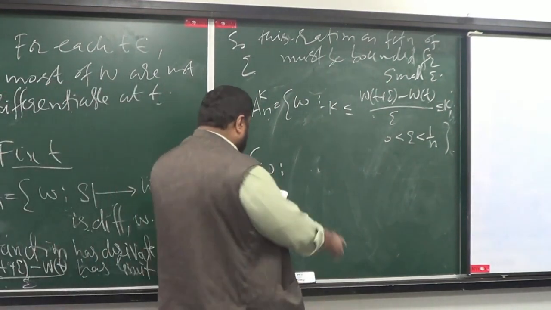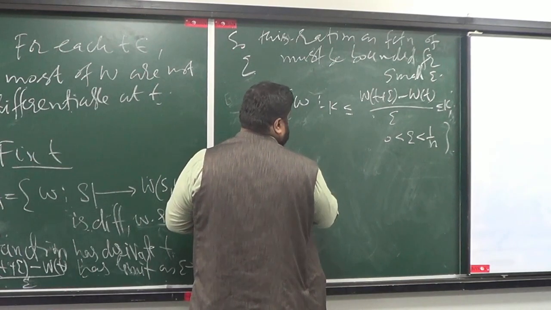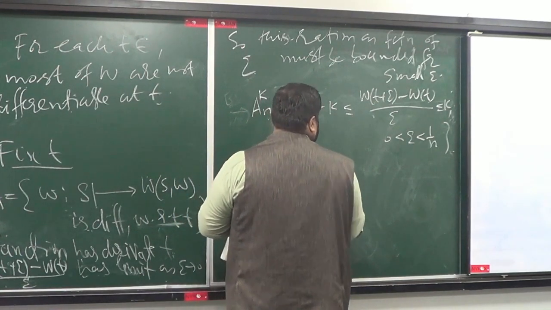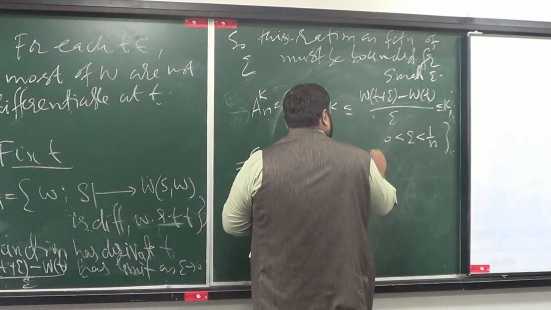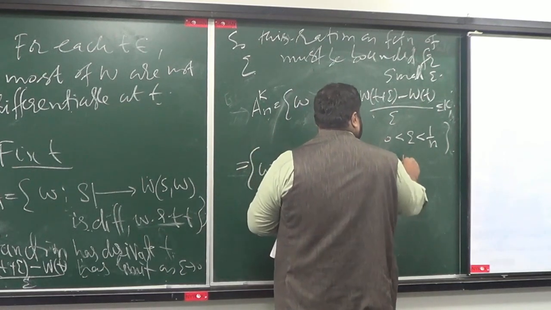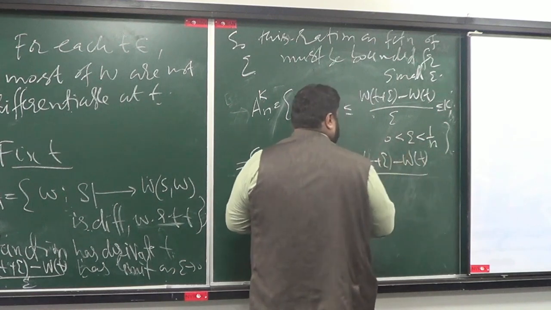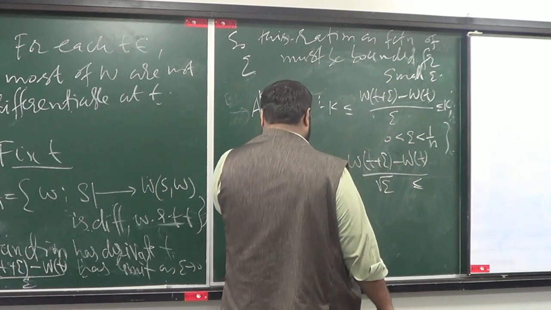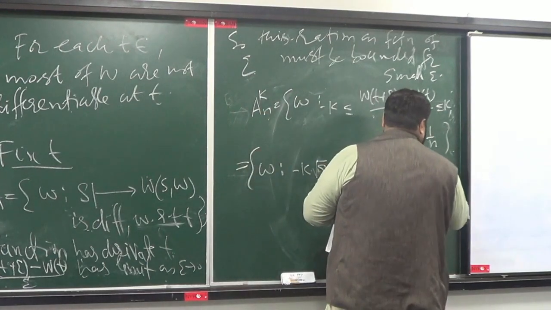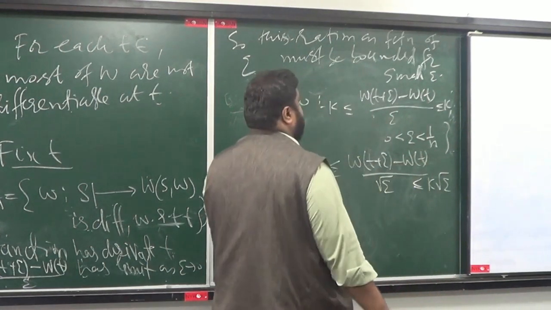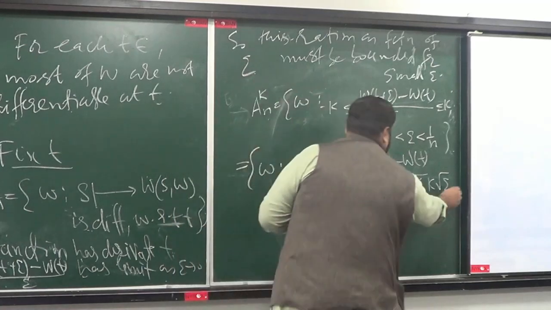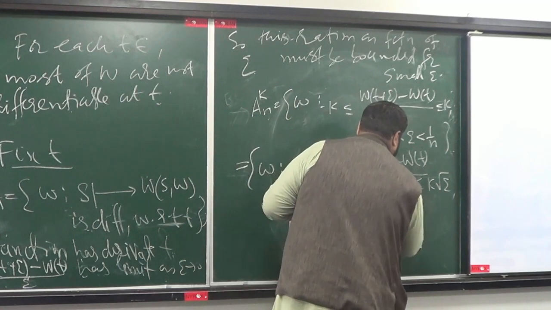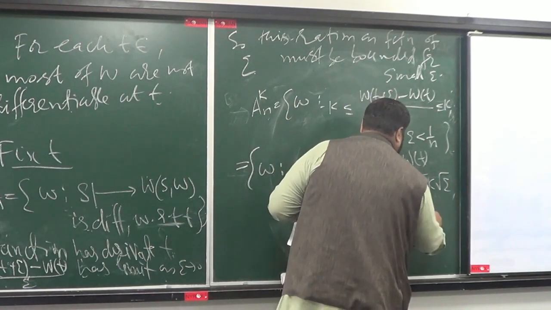You can also write this with the square root of epsilon: W of t plus epsilon minus W of t, over the square root of epsilon, bounded by k times the square root of epsilon, and epsilon.